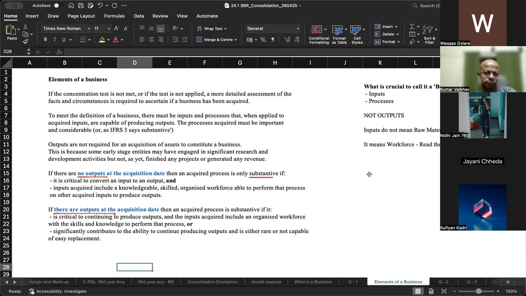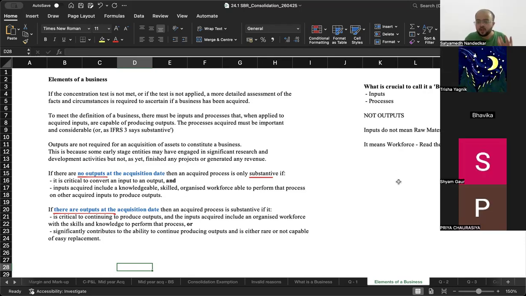अगर acquisition date पे कोई output नहीं है, हो सकता है in fintech startups or other startups which are in the process of creating a new technology, and somebody else is paying money to acquire that startup, तो acquisition date पे ऐसा हो सकता है कि there is no output. ठीक है, but you are in the process of creating something valuable, something meaningful. The process is substantive if it is critical to continue to produce outputs, and the inputs acquired include an organized workforce with the skills and knowledge to perform that process, or significantly contributes to the ability to continue producing outputs and is either rare or not capable of easy replacement.